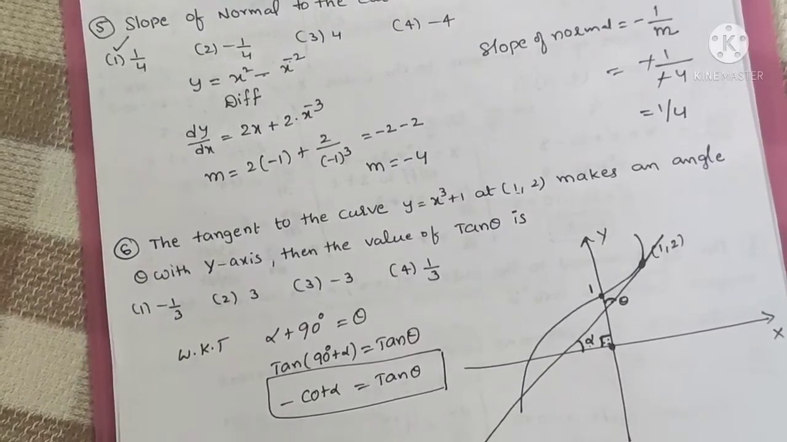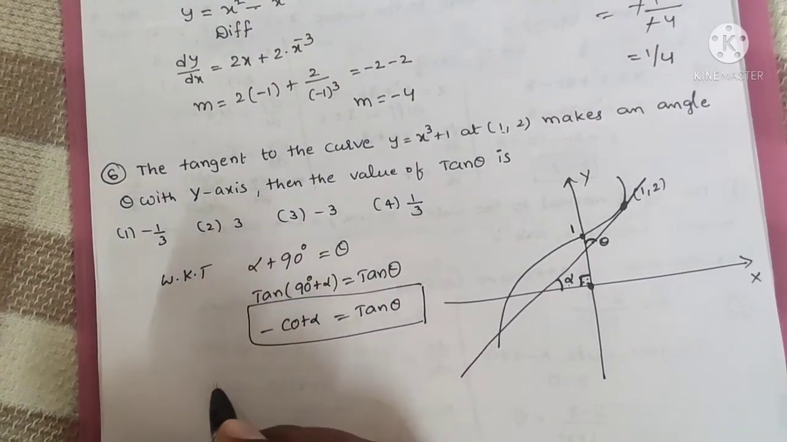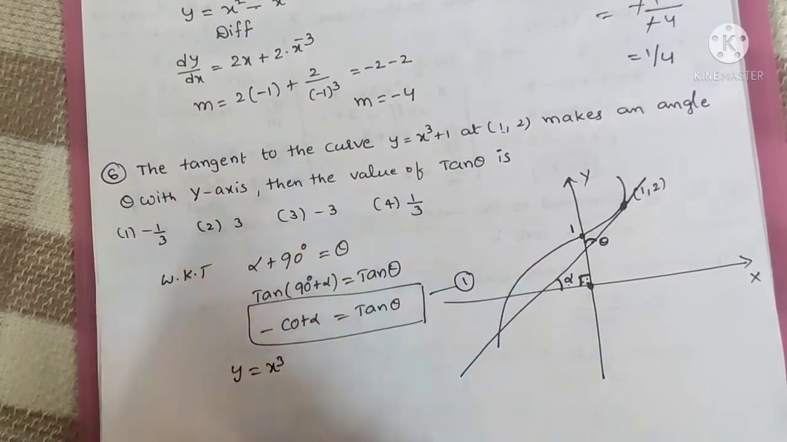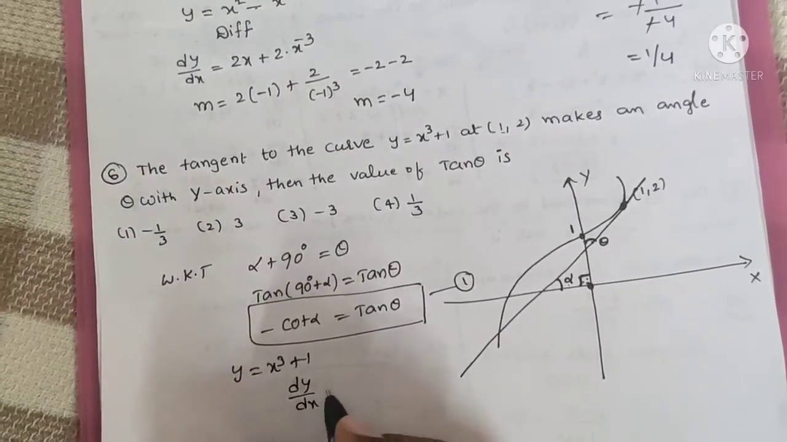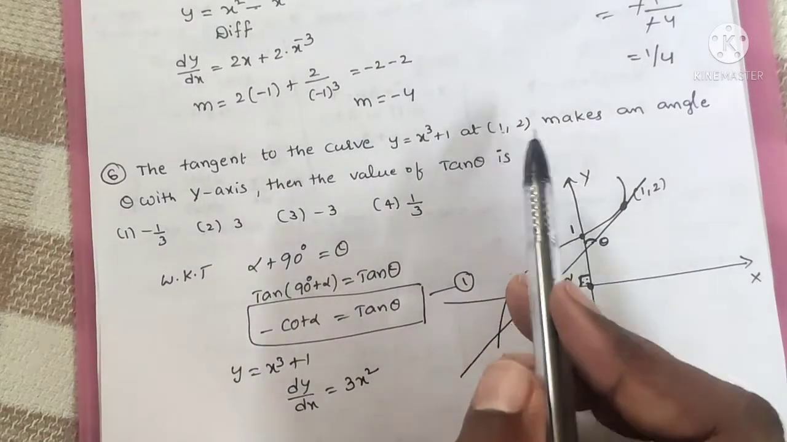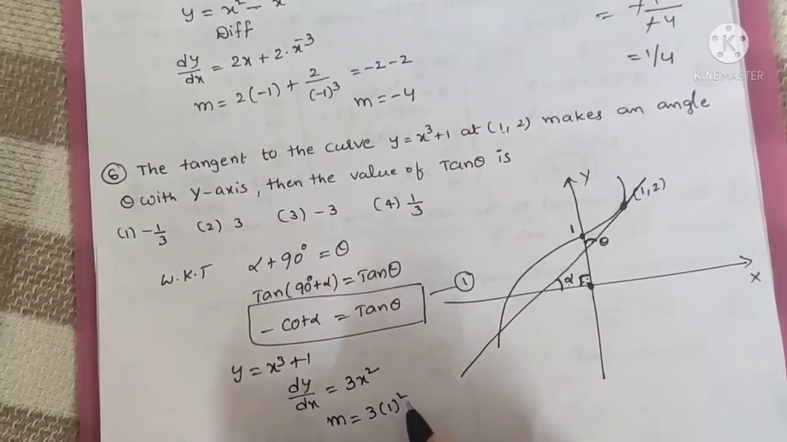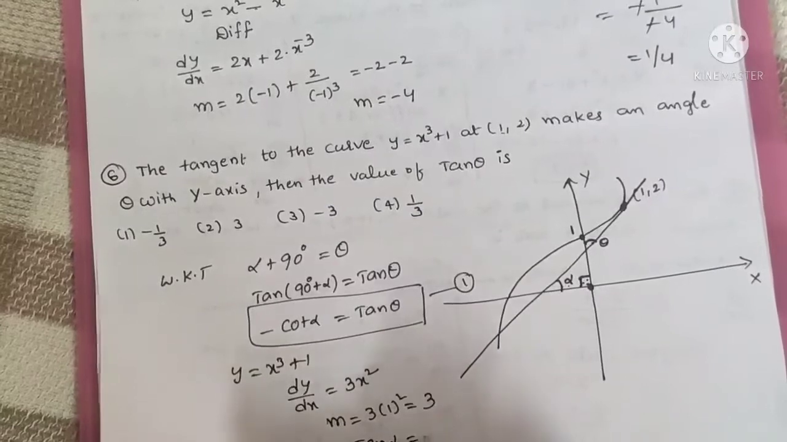Next, what is the given curve? The given curve is y equals x cube plus 1. This is equation 1. If you differentiate, dy by dx equals 3x square. But what is the x value? The point is 1 comma 2. Then m is equal to 3 into 1 square, that equals 3. Here m is tan alpha, that is 3.